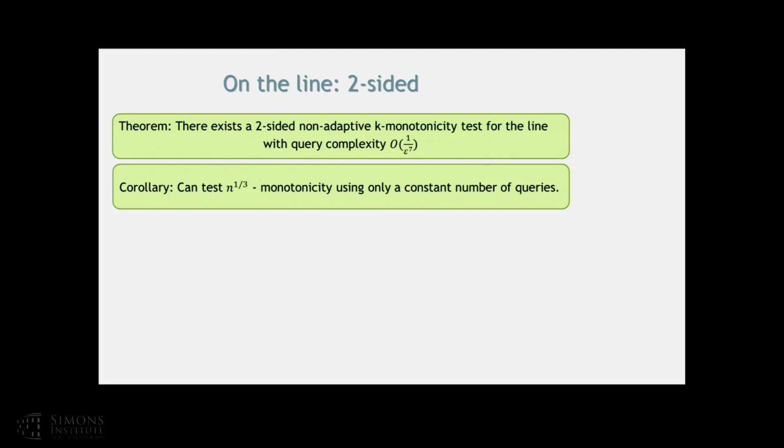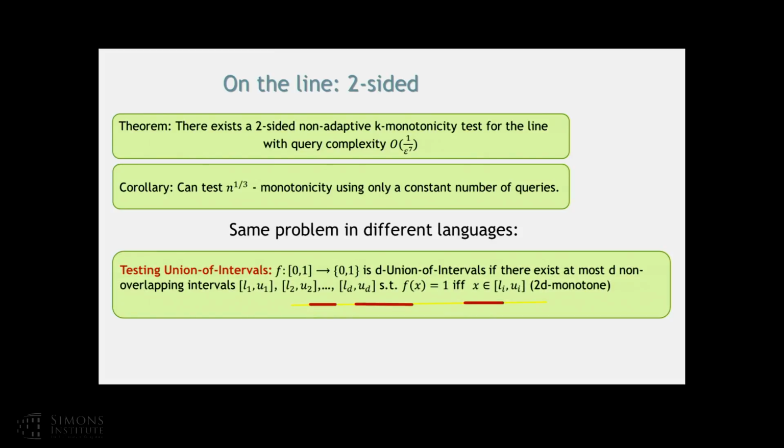It's a little bit less surprising if you rename this class, because then it's been studied for a while. If you talk about this differently, these k-monotone functions are essentially testing unions of intervals. These are union of interval functions. If we have a whole bunch of points, we might as well just pretend that we're working over the real interval from 0 to 1. And then we really are looking at a union of interval functions. If we have a union of d intervals, that's essentially a 2D monotone function.